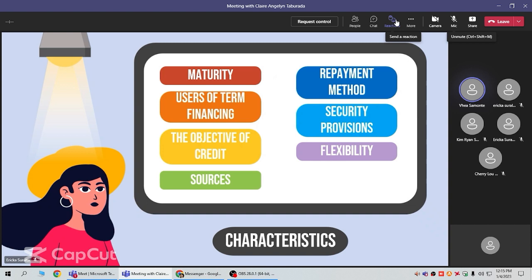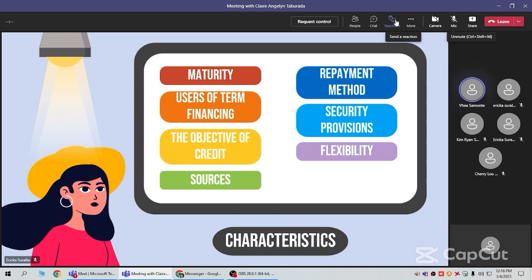The third one is the objective of credit. Intermediate term funding is used to meet the need for working capital, buying equipment and expanding the company's construction. Sources like commercial banks, insurance firms, development banks, agencies, investment companies, leasing companies, etc. are sources of term funding. The most important of these are commercial banks.